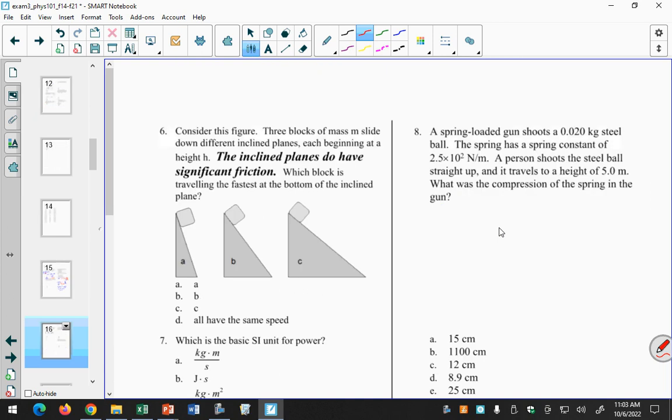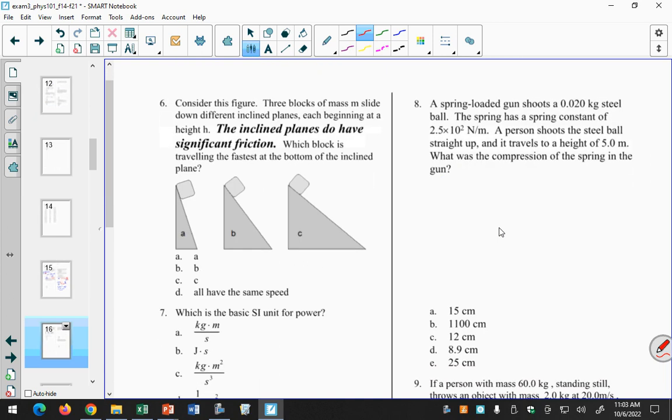Let's look at this one, number 6. The inclined planes in this case have friction. Which block is traveling the fastest at the bottom of the inclined plane? All of them start at the same height, so they all have the same potential energy. And in fact, if there was no friction, which one would be going faster? If there was no friction, the kinetic energy at the bottom would equal the potential energy at the top. I know you think A seems to be the most reasonable answer, but in fact, if there's no friction, they would all be going the same speed.